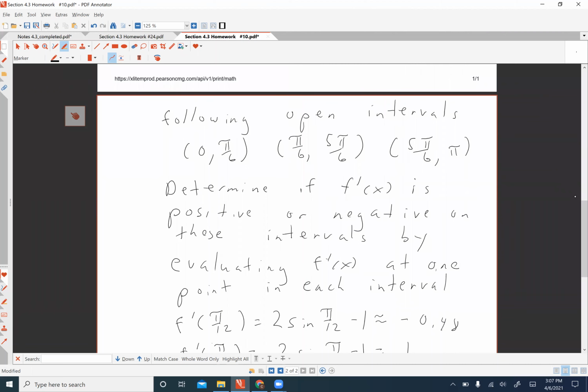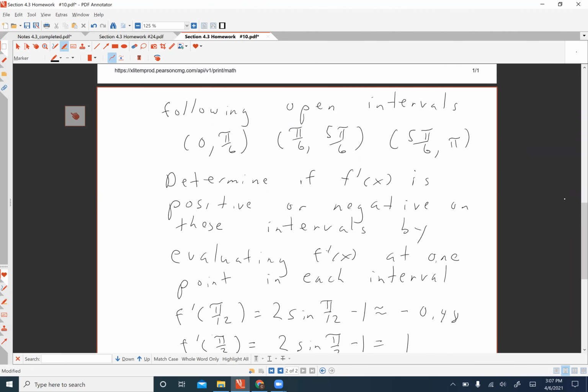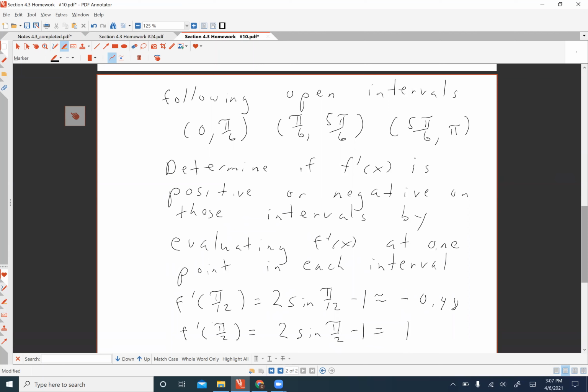Okay, so from 0 to pi over 6, I don't really know any convenient points. So I said, okay, just make sure that the point you pick is in the interval. I know that pi over 12 is in between 0 and pi over 6. And I use the calculator. I don't actually know what sine of pi over 12 is off the top of my head. There's no simple exact answer. There are formulas for that, but let's just use your calculator. It turns out f prime of pi over 12, 2 sine of pi over 12 minus 1, is about negative 0.48, so it's negative, right? So we know that the derivative is totally negative from 0 to pi over 6.